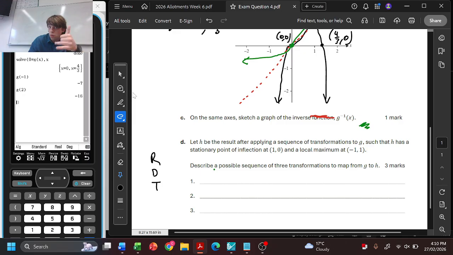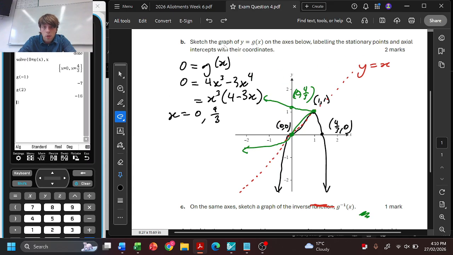The dilations and reflections, it doesn't really matter which order you do those two in, so long as you do them before the translations. I think it's just a bit easier if you do it that way. So let us try and do that here.